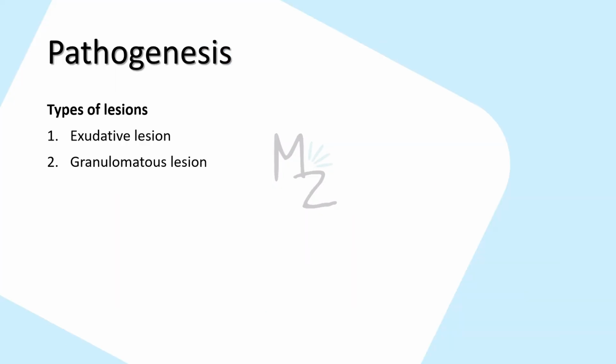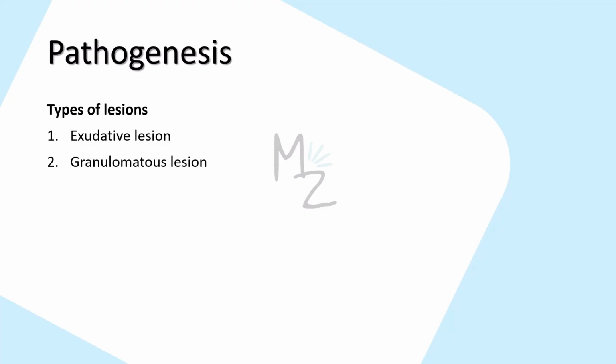Lesions are dependent on the presence of Mycobacterium tuberculosis and the host, the human response. There are 2 types of lesions. Number 1, exudative lesions, which consist of an acute inflammatory response and occur chiefly in the lungs at the initial site of infection. Number 2, granulomatous lesions, which consist of a central area of giant cells containing tubercle bacilli, surrounded by a zone of epithelioid cells.